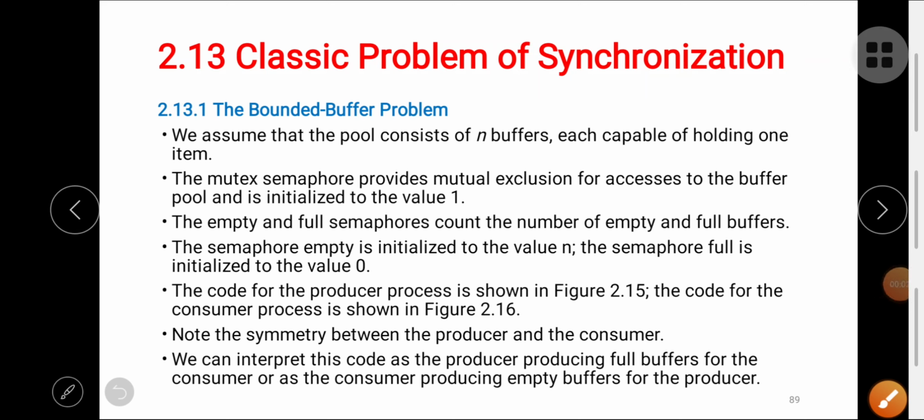Dear students, in today's class we will see classic problems of synchronization. So here the first problem is the bounded buffer problem.